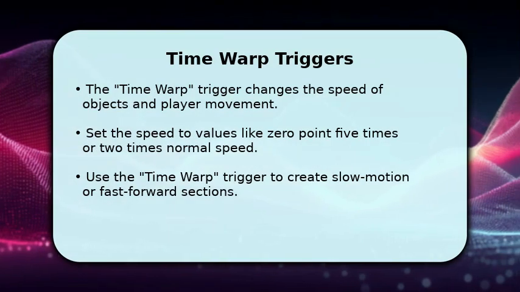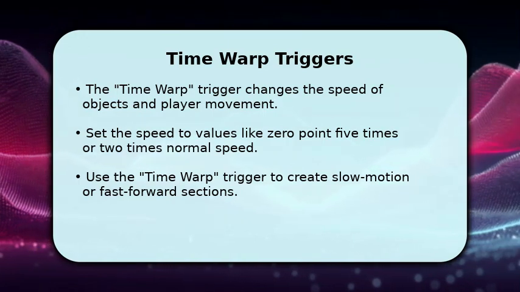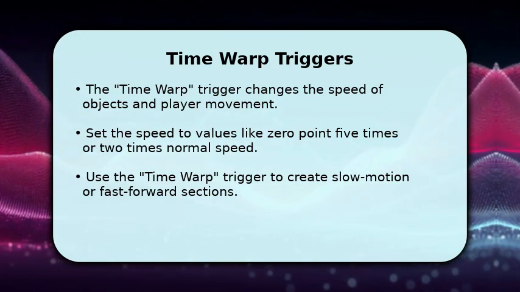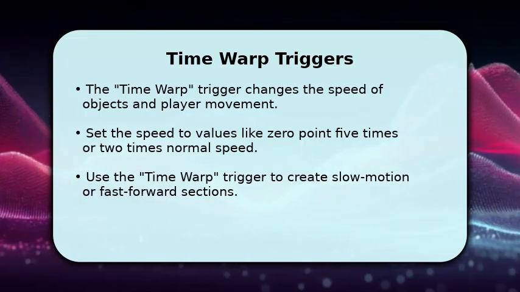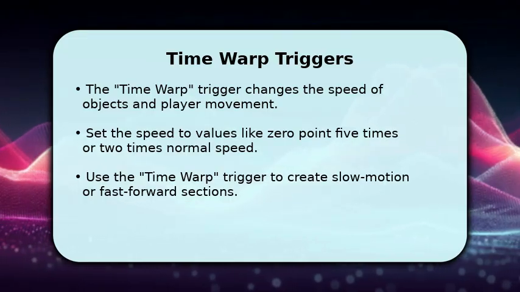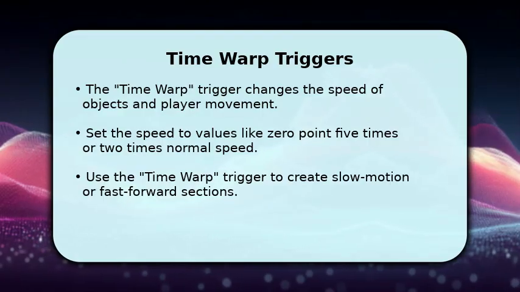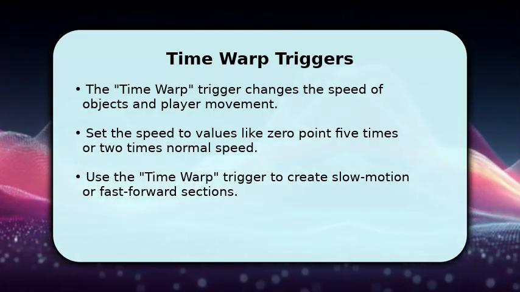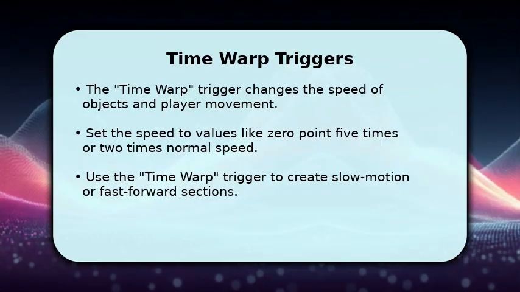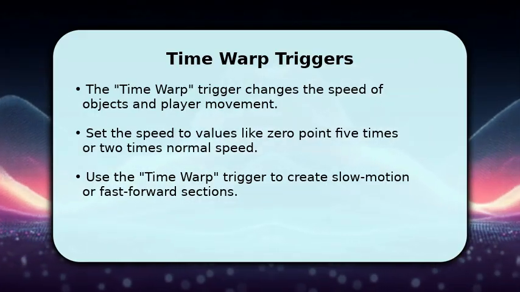The core of time manipulation lies with the time warp trigger. This powerful tool allows you to alter the speed of nearly everything in your level, from player movement to object animations. You can set the speed to a fraction, like 0.5 times for slow motion, or multiply it, such as 2 times for a rapid sequence. Experiment with these settings to achieve unique gameplay segments and surprise your players.